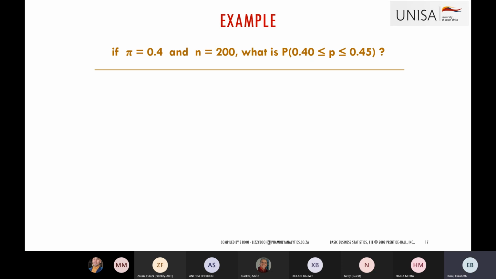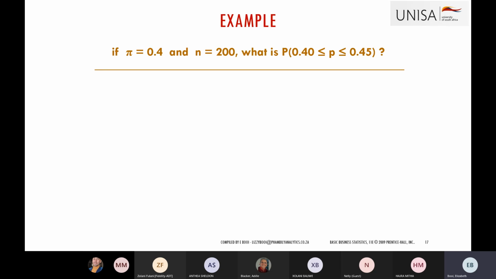If the population proportion is 0.4 and the sample size is n equals 200, what is P(0.40 ≤ p < 0.05)? What is the question asking me?